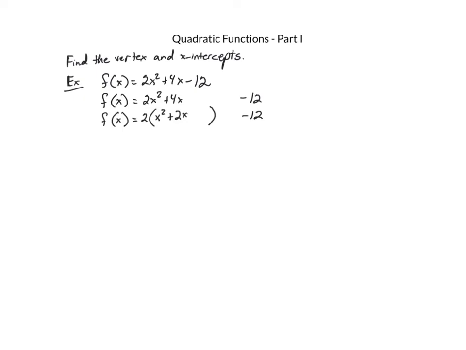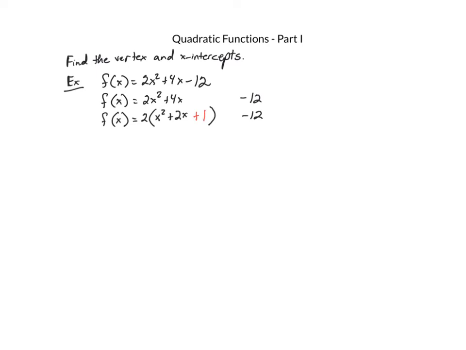Now I look at this coefficient right here and determine what number I need to put right here to complete the square. I take half of 2, that's 1. 1 squared is 1, so 1 is the number that completes the square. So let's put in the plus 1.